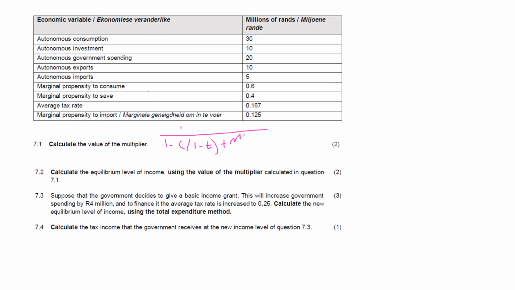Right. So you just say 1 divided by 1 minus your marginal propensity to consume, which is 0.6, times 1 minus your tax rate, which is 0.167, plus your marginal propensity to import, 0.125. Then you're going to get 1.599. So your multiplier is 1.6, because 1.599 rounds to 1.6.